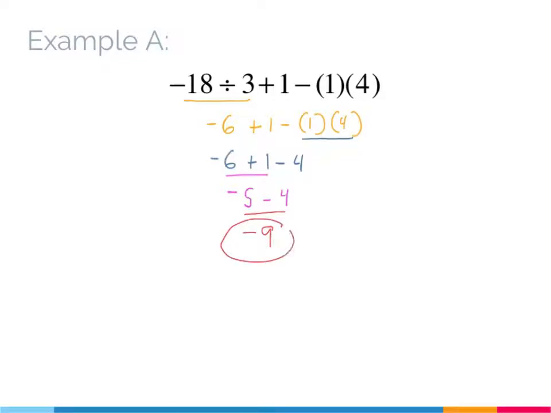And I'm going to go ahead and circle that on my paper so that my teacher can easily locate my answer, whether I was taking a test or a quiz or doing classwork, so that my teacher can easily locate it. And let's go on to example B.